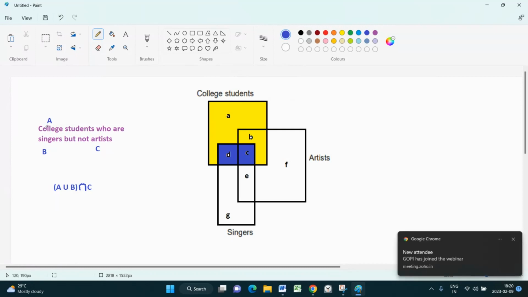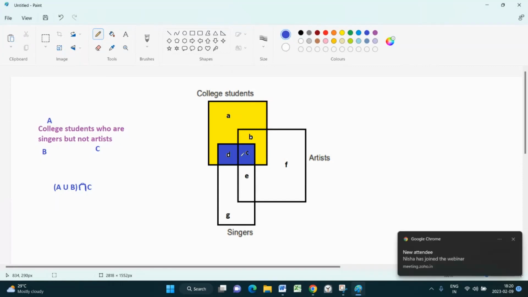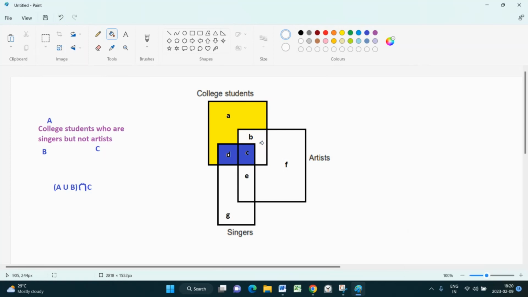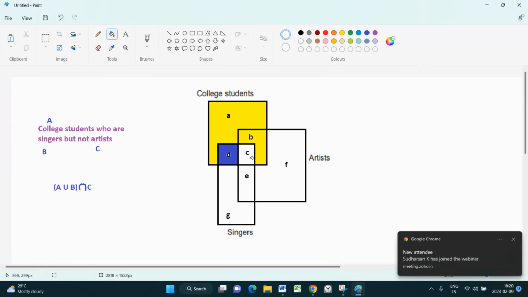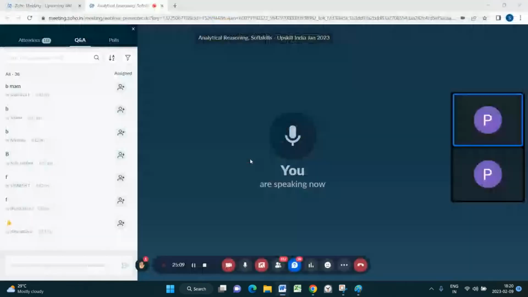A union B: I want them to be college students and singers and not artists. So I don't want it, it's integration. Now I know this blue represents college students and singers. I don't want them to be artists, so I have to remove it. This is artist. So now I have taken out the artist part of college students plus singers. Now tell me which is right.